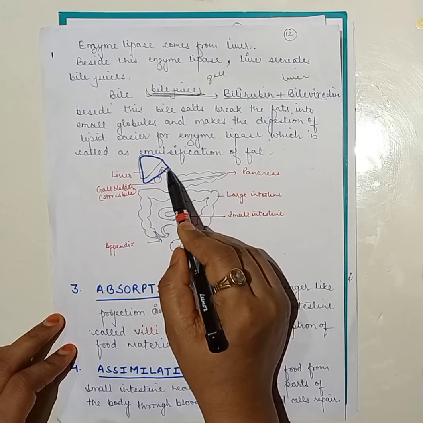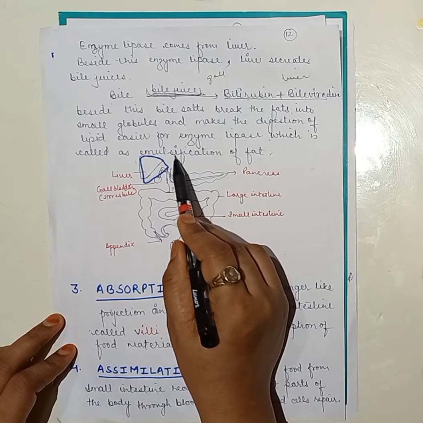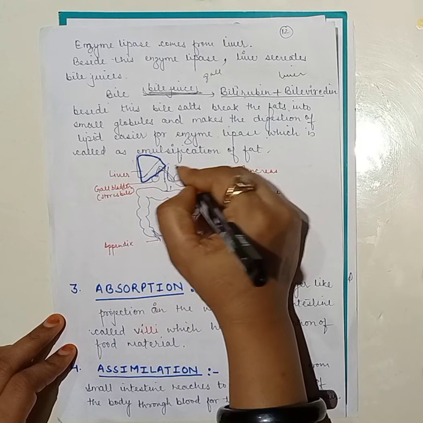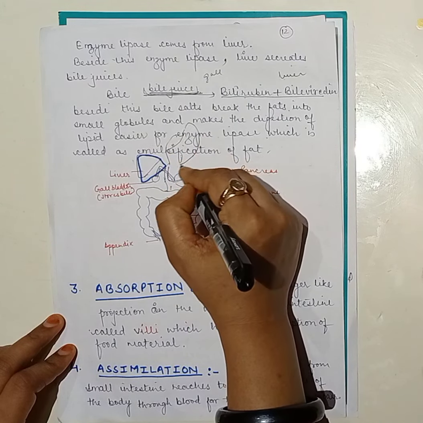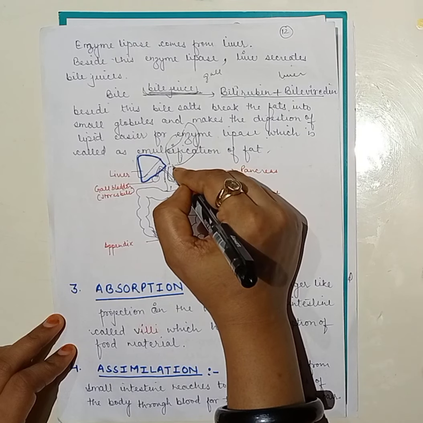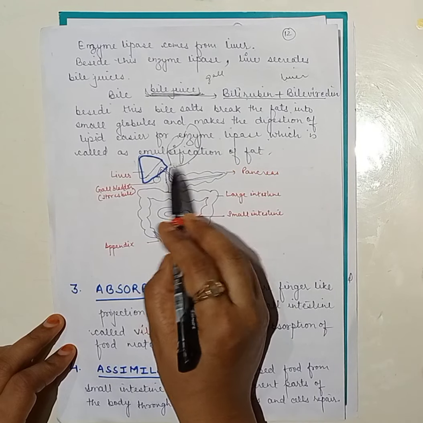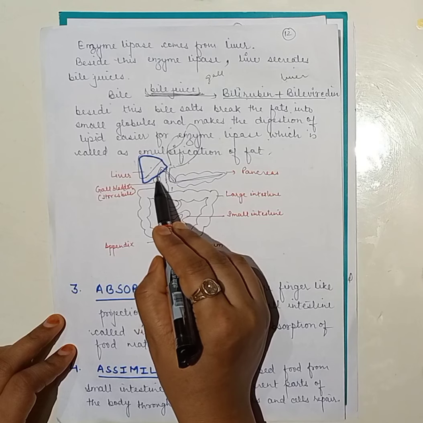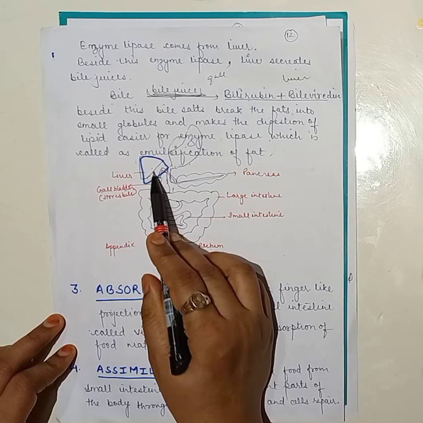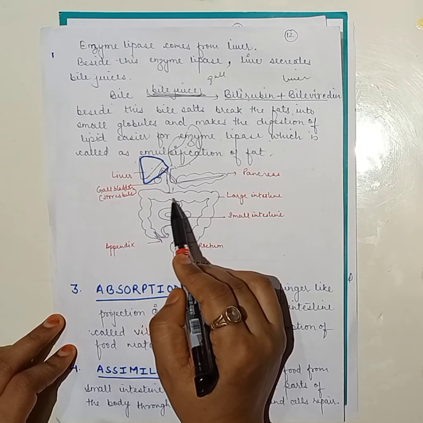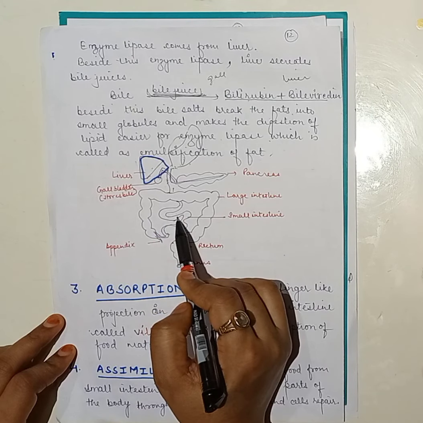Now you can see in the diagram, this is the liver. In the previous diagram, if you see, here the stomach is present. This is the diagram of the stomach. Here the stomach is present. This is the liver. This is the gallbladder, right? So both liver and gallbladder secrete their juices in the small intestine, right?